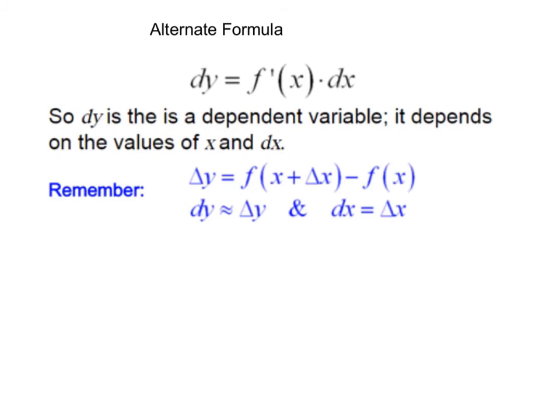So you may be asking yourself, why on earth are we doing that? Well, because this is an alternate formula. Remember that the change in y is really equal to this from the difference quotient. dy is the change in y, and dx is equal to delta x. So this is an approximate value. dy is going to be a dependent variable, and it depends on the values of x and dx. So be sure you have this written down as an alternate formula to the one that we did before.